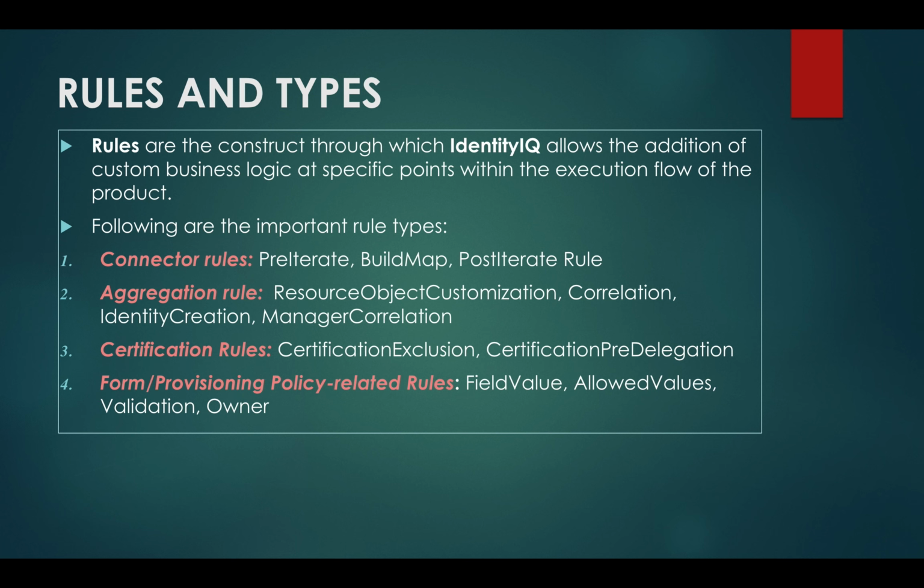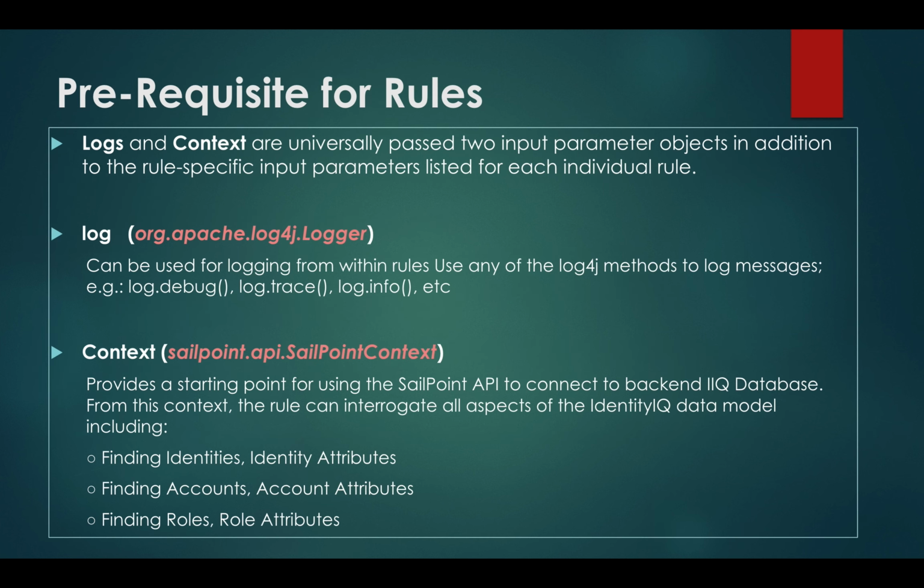And whenever we create forms and develop fields, or if we have any provisioning policy related to application onboarding, then in such cases we also implement rules. The types of rules can be field value rule, allowed values rule, field validation rule, owner rule, etc. In the next slide, I'm going to describe more about the purposes of these connector rules, aggregation rules, certification rules, and form and provisioning policy related rules. So let's move on to the next slide.